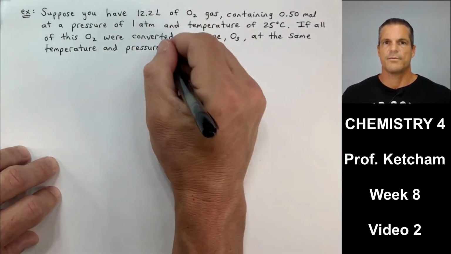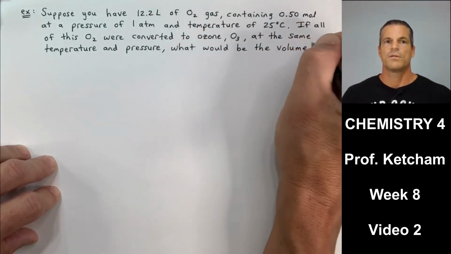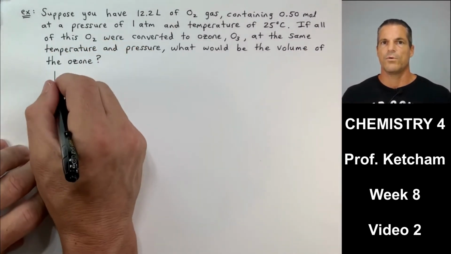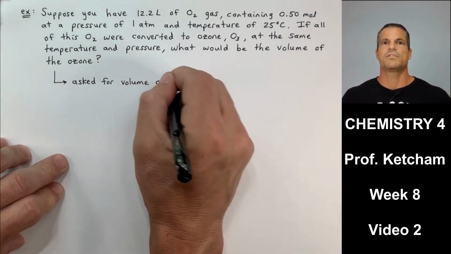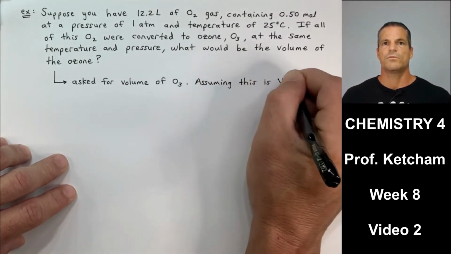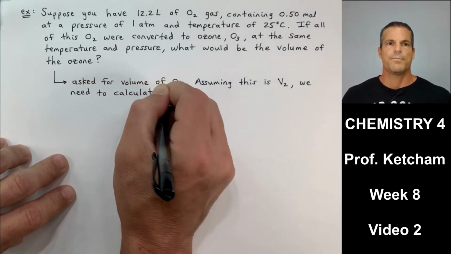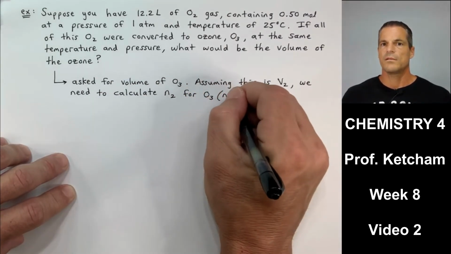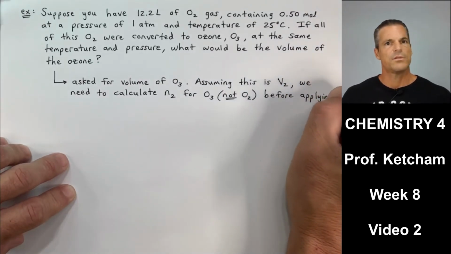what would be the volume of the ozone gas? So they want us to find the volume of O3. But we don't even have O3 at time 0 or situation 1, right? So we have to write down a very simple equation where we convert O2 to O3 and then balance the equation. So the little bullet point here says asked for volume of O3. Assuming this is V2, we need to calculate N2 for O3, not O2.